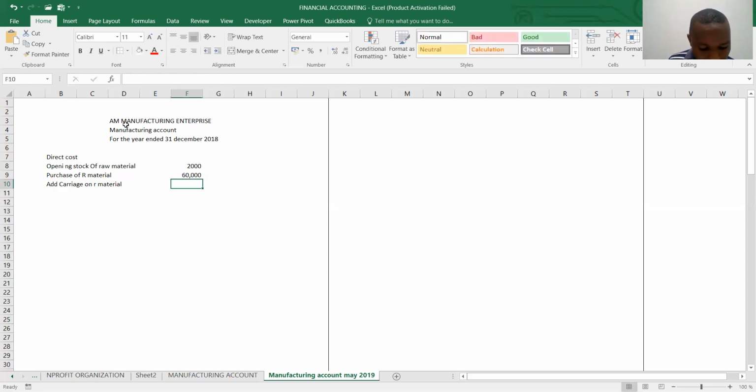How much have we been given? 600, right? I don't think there's any other information which will affect the direct cost, maybe return outwards if there is. There is none. So if you sum that one, how much are we getting? 2,000 plus 60,000 plus 600. We are getting 62,600. I should put 62,600 here.